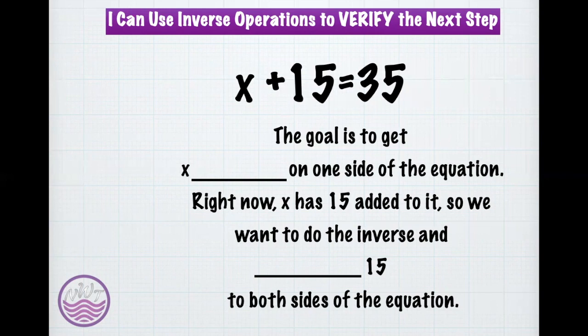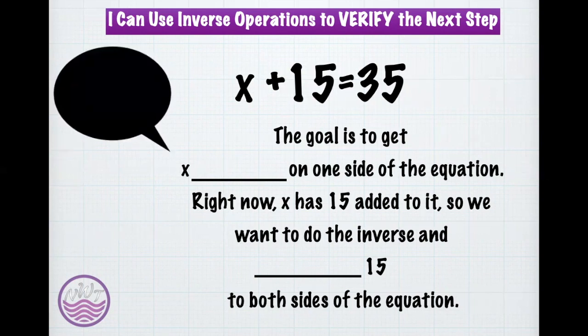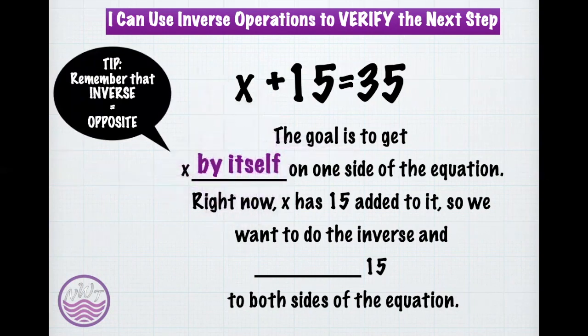So let's start with the first blank. The goal is to get x blank on one side. Whenever you're solving an equation, of course, the goal is to get x isolated, by itself, or alone. All of those words would work just fine. By itself, we'll go ahead and put "by itself," but again, isolated and alone all mean the same thing. So the goal is to get x by itself on one side of the equation.